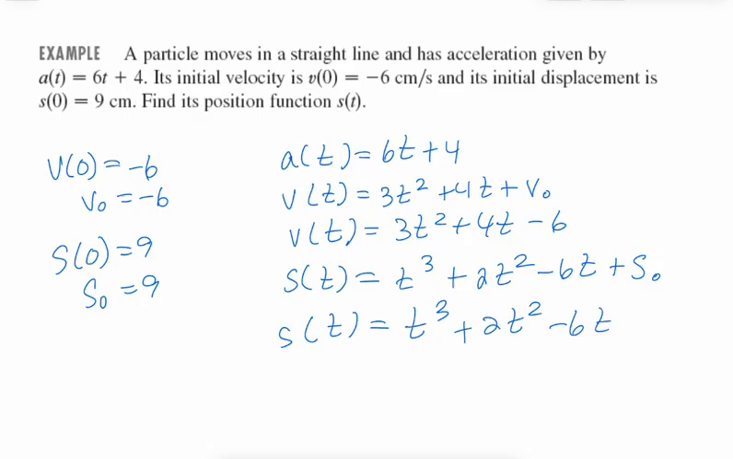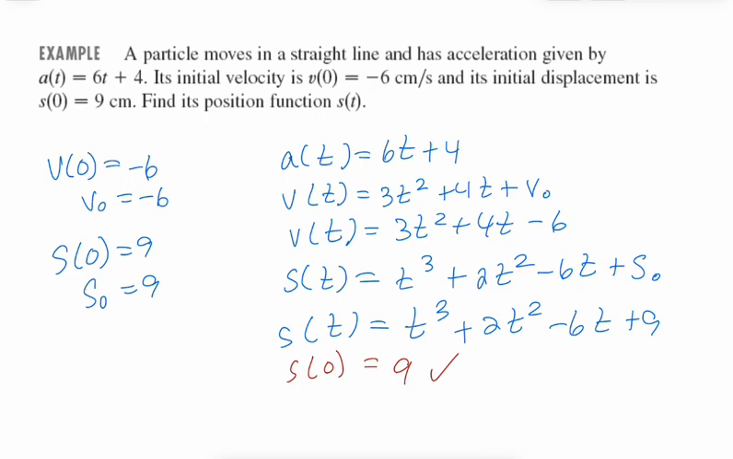And I'm going to show you how to check your work. Okay? So let's check our work. So if I plug in 0, do I get 9? Yes. Okay, so that's the first thing. That's why that initial position is 9. Okay, because all the other things have t's in it. So if we put in 0, we need that 9 there.